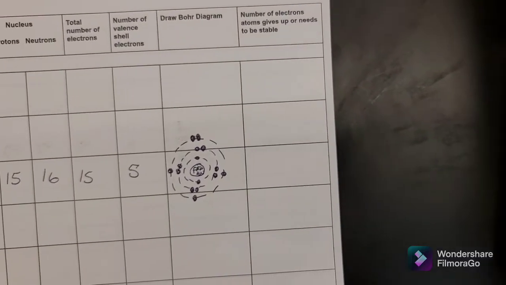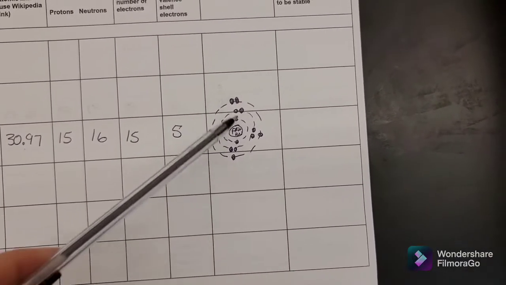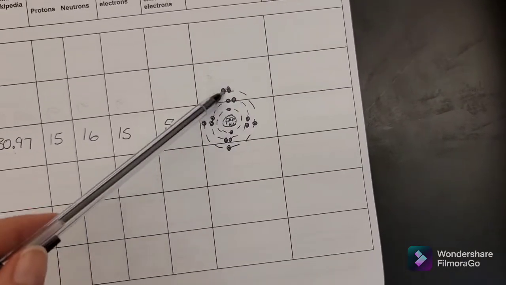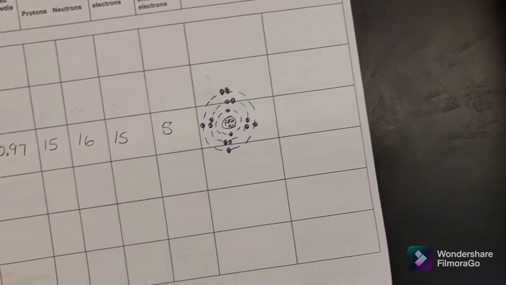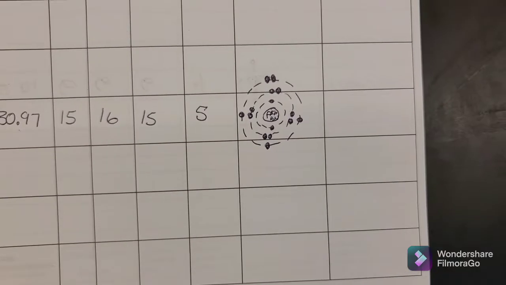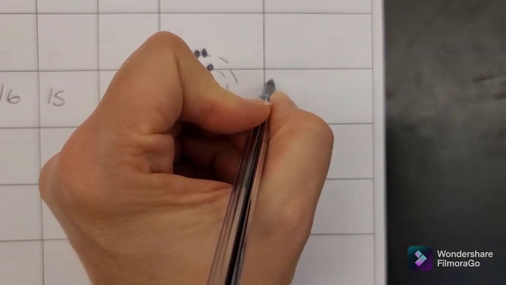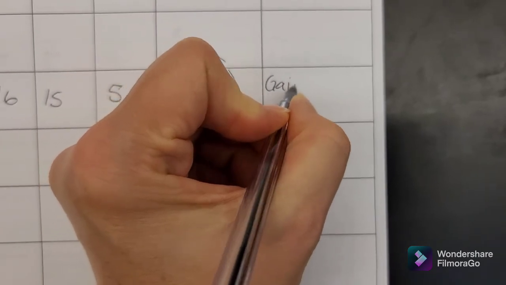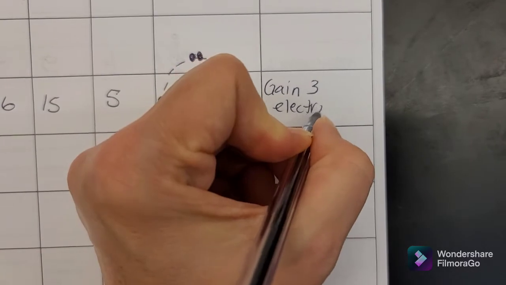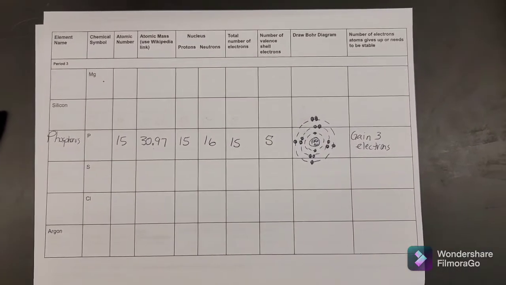All right, so number of electrons the atom gives up or needs to be stable. So it's got 5 in the outer shell. This outer shell needs how many to be stable? It needs 3 more to have a total of 8. So this will need or gain, okay, so it's going to gain how many? 3. It's going to gain 3 electrons to be stable. All right, does it make sense what you need to do?